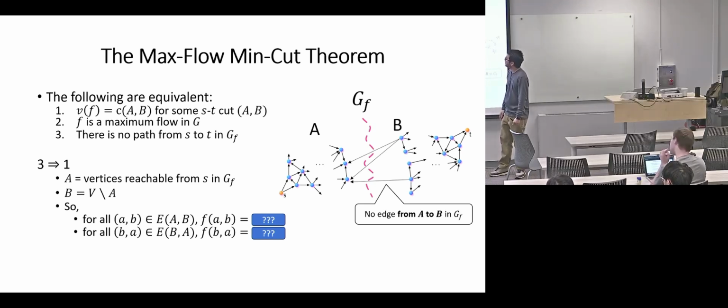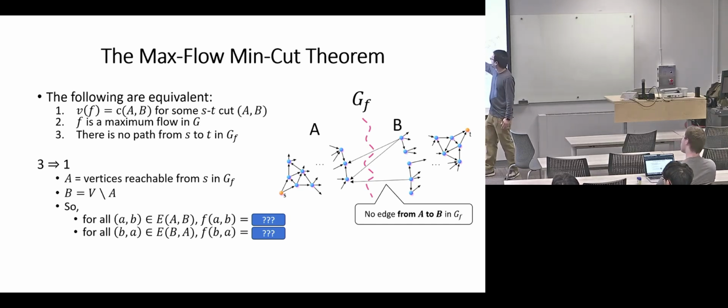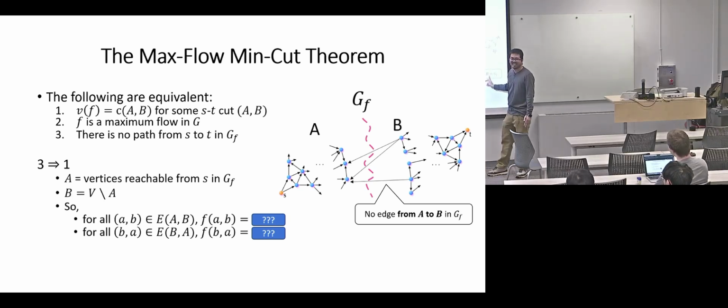Now let's look at this. I define this to be set A, and this is set B. I cannot reach B, so there must be no edge from A to B, right? Because B cannot be reached from S. If there is an edge from A to B, then some node in B can be reached. There is no edge from A to B in the residual graph.